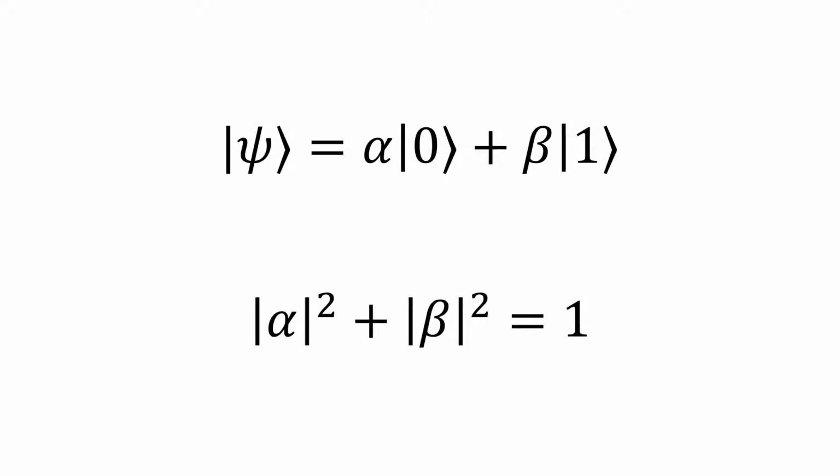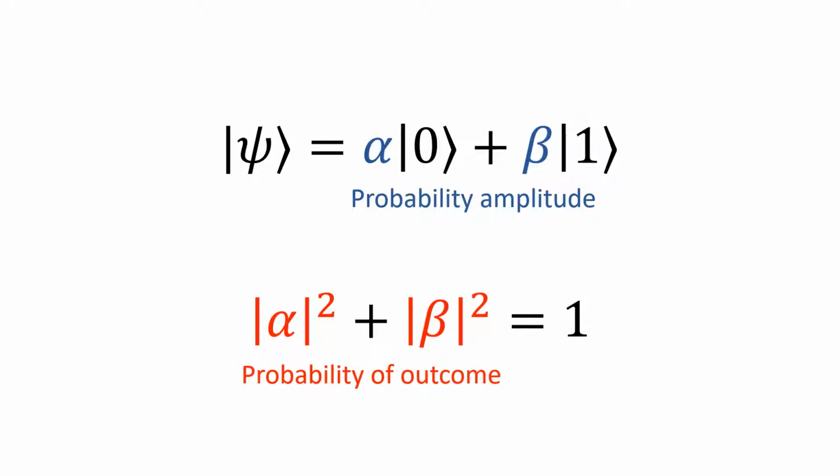Each qubit has a distinct probability of each outcome. A qubit can be described by the equation above. Alpha and beta each represent the probability amplitudes of 0 and 1. The probability of each outcome is obtained by squaring alpha and beta. Since they are probabilities, the sum of alpha squared and beta squared should be 1.